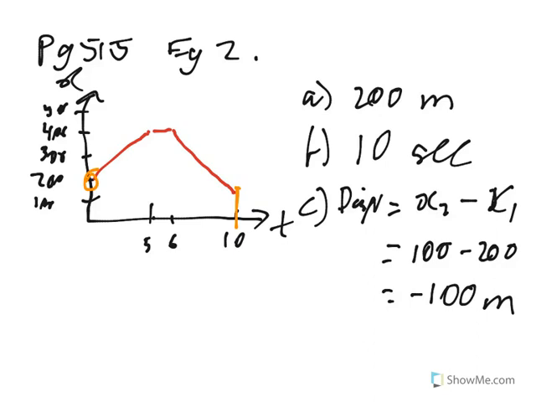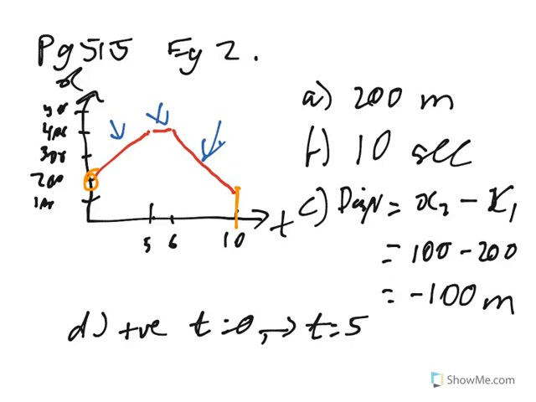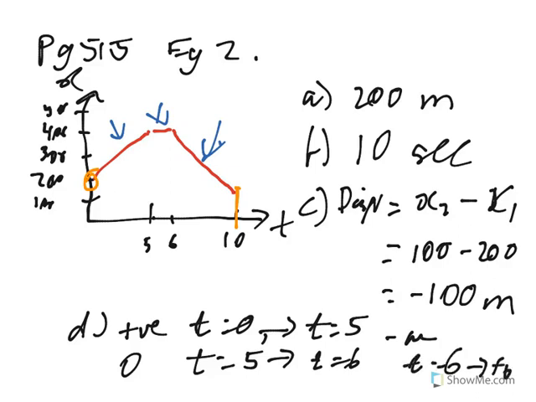Right, times for which the velocity is positive, negative, 0. Okay, so that's referring to these 3 positions. And it really relates to the gradients. So for part D, for positive, it's between t equals 0 to t equals 5. Zero, it's from t equals 5 to t equals 6. And negative, it's t equals 6 to t equals 10. Alright, it's a bit messy there, but anyway.